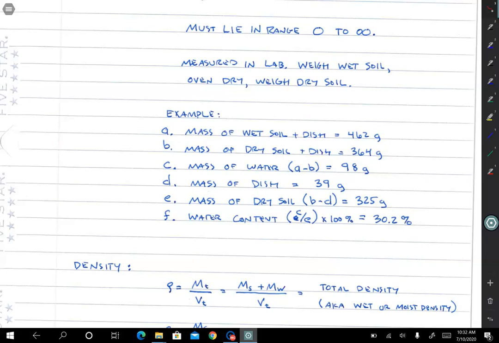Okay, then we put it in the oven, let it dry for a day, and then we measure the mass again, and it's 364 grams. So the mass of water is simply the difference between these two. You just get 98 grams.